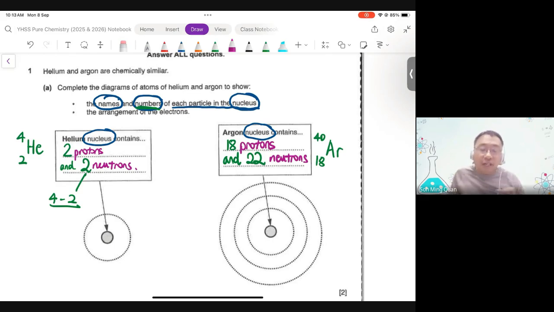Now, the trick is every single time there's a bullet point in the question, always tick after you have finished the bullet point. I have finished the names and numbers of particles in the nucleus, but have I finished all the bullet points? The answer is no. I have yet to finish the arrangement of the electrons. The second bullet point is not done. You now need to finish the arrangement of the electrons, which I'm sure in 2018, if students had seen that, they would have done it correctly. Because this is ultra simple for most students.